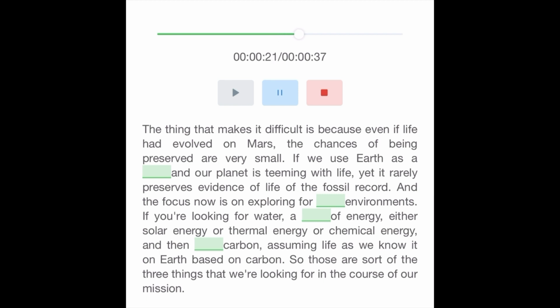If you're looking for water, a source of energy, either solar energy or thermal energy or chemical energy, and then organic carbon, assuming life as we know it on Earth is based on carbon. So those are sort of the 3 things that we're looking for in the course of our mission.